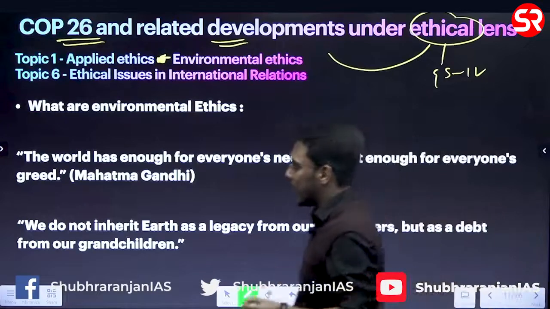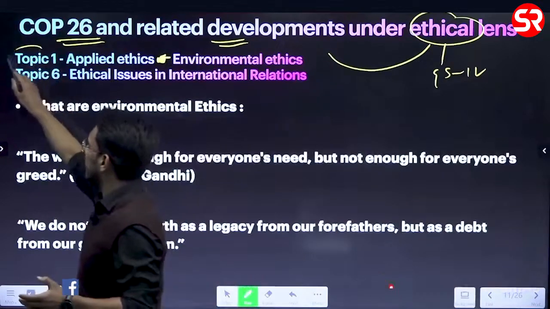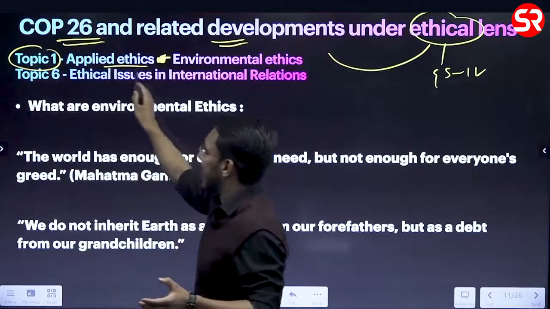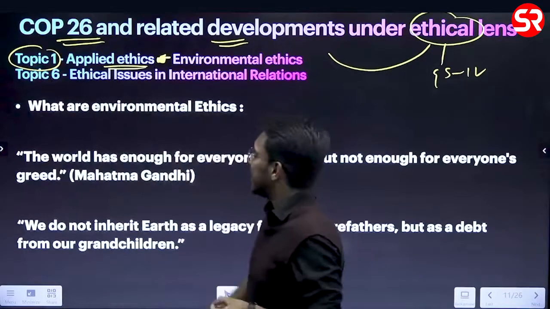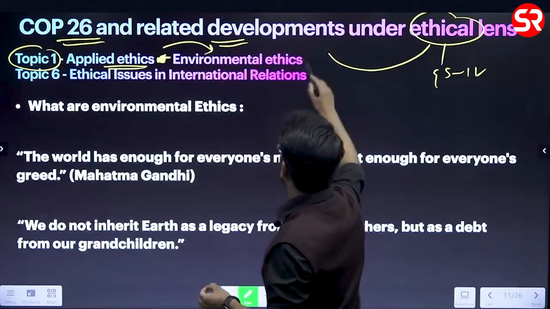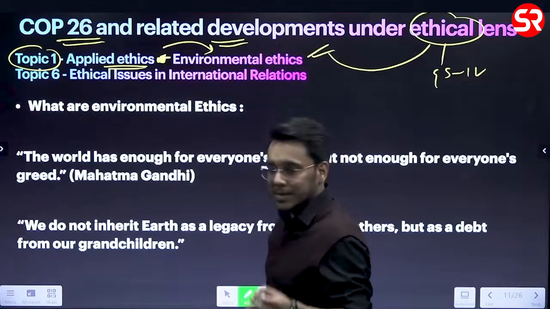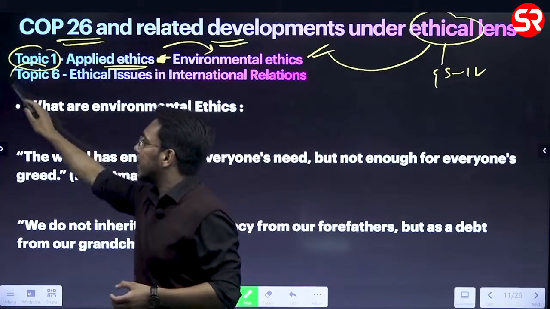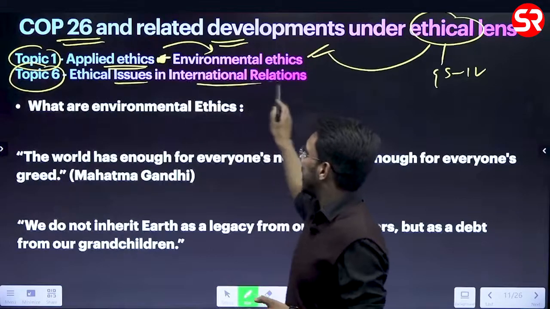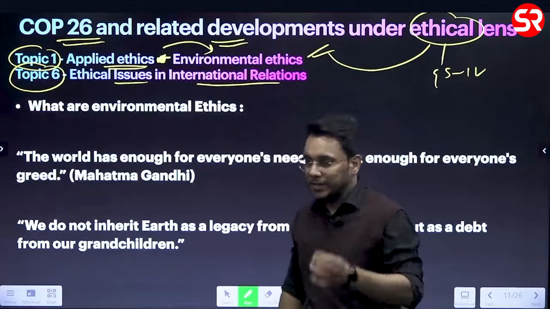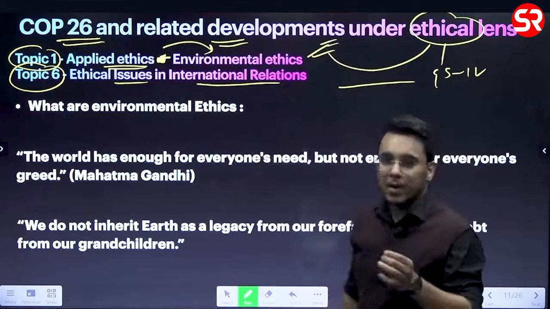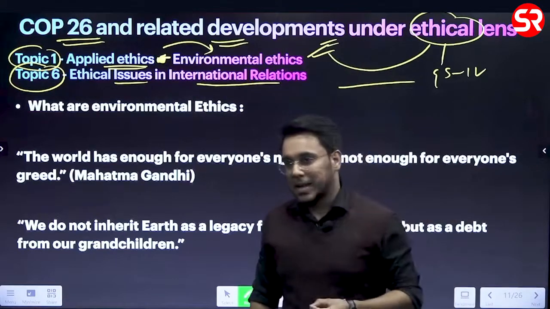This topic will be important in our GS paper number 4. Topic number 1, there is applied ethics that has been given in our syllabus. Within the applied ethics, there is environmental ethics. So within this environmental ethics, this topic will be important. Secondly, it will be important under topic number 6, where the ethical issues in international relations have been mentioned. So in topic 1 and topic 6 of GS4, this discussion will be important. Now, let's start with it.